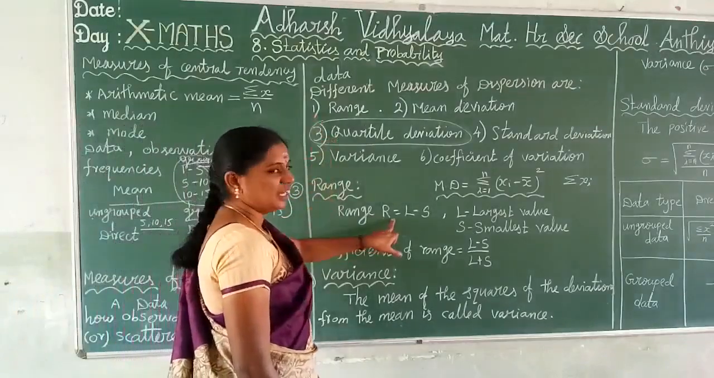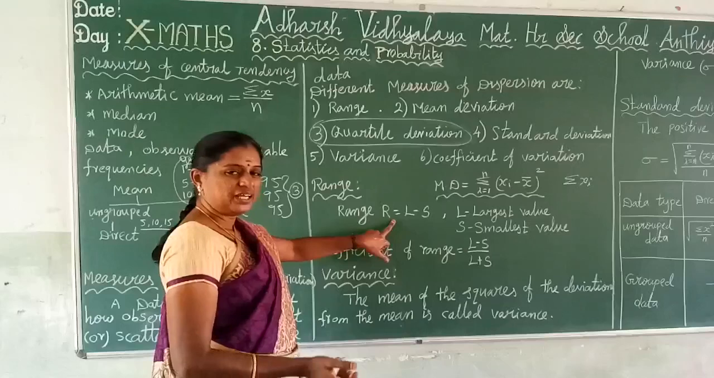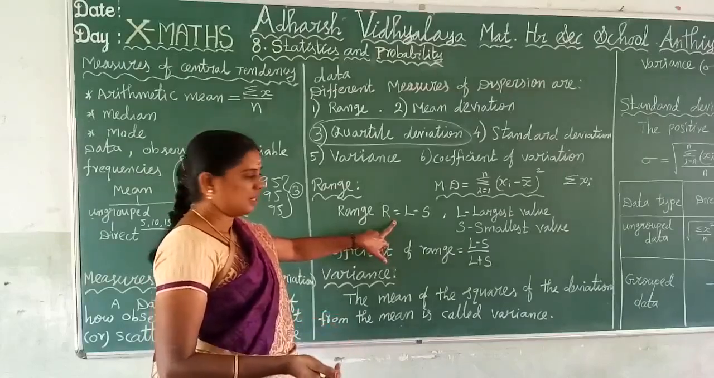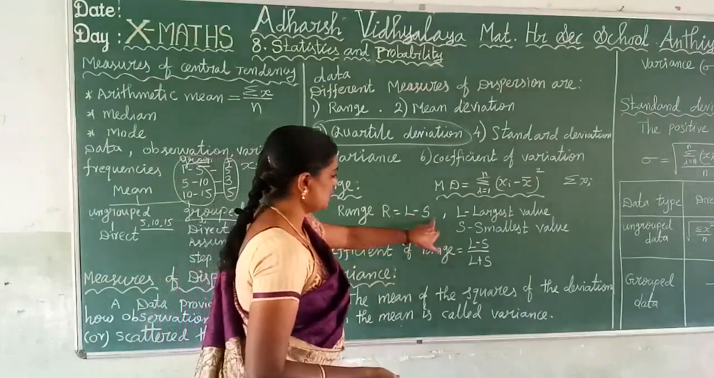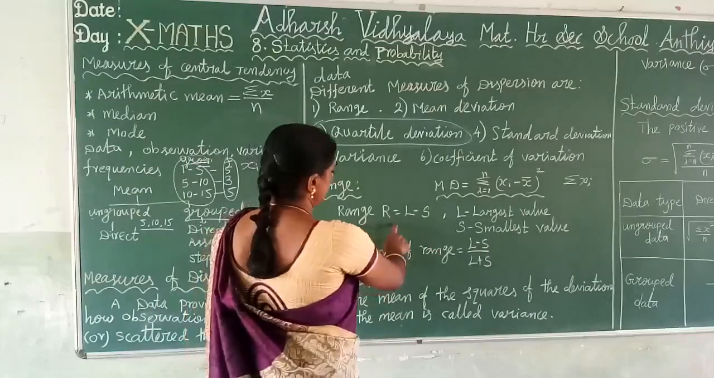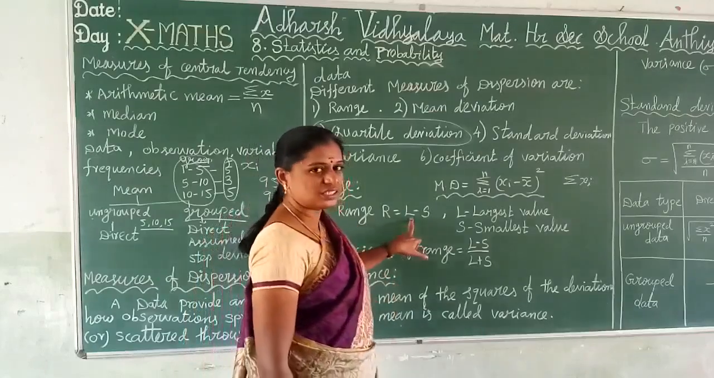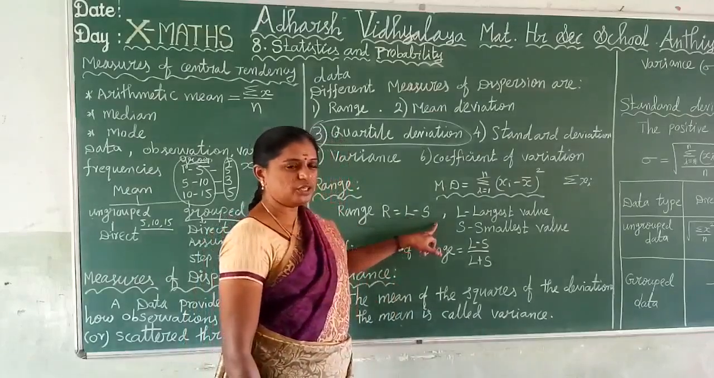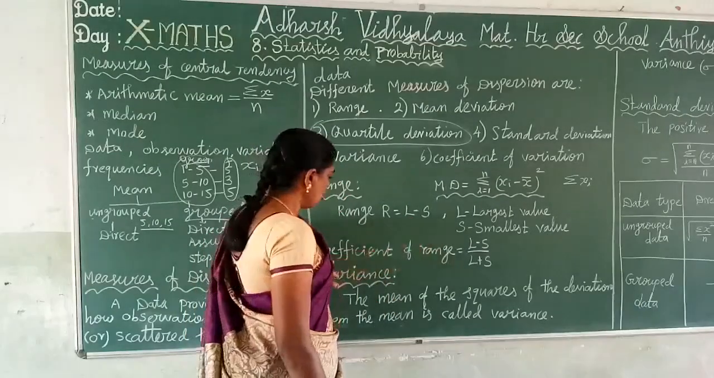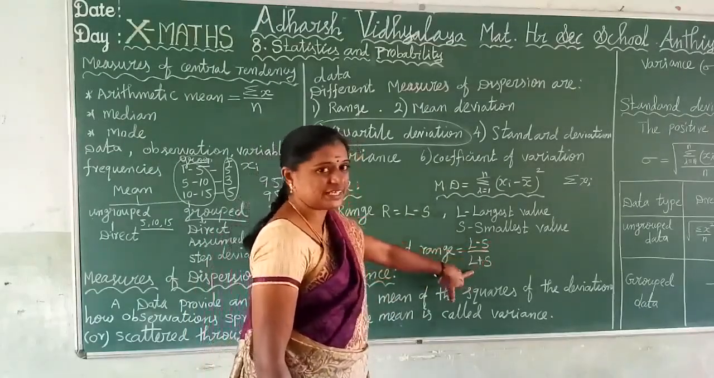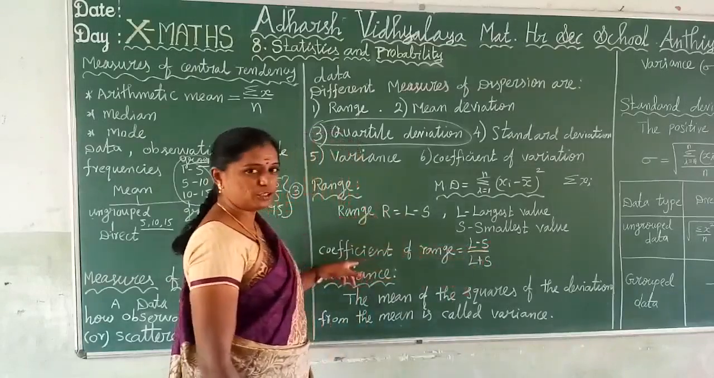So first one, range. The range: we select the data which is the largest and which is the smallest. You subtract the largest data minus the smallest data, that is the range. So the range formula, capital R is equal to the largest, that is L, minus the smallest value, L minus S. The coefficient of range is equal to L minus S by L plus S. This topic is a 2 mark question.